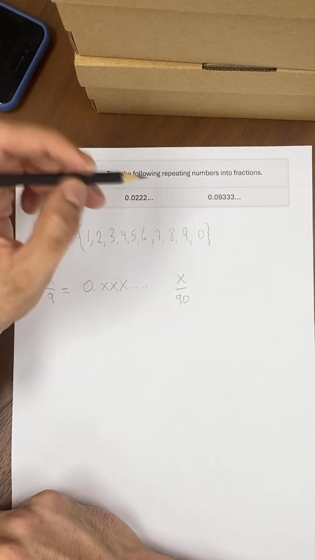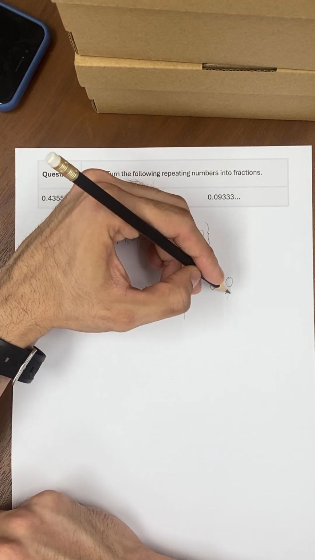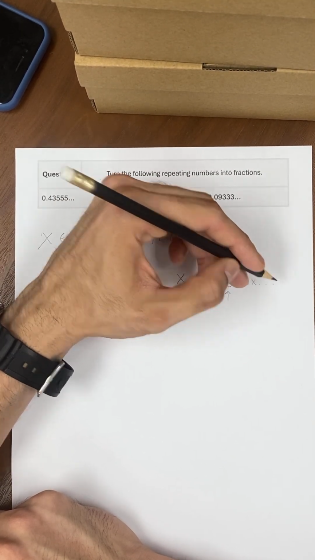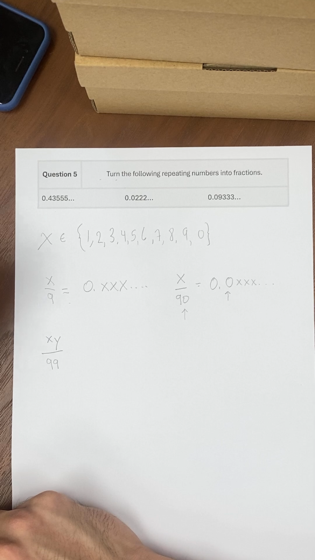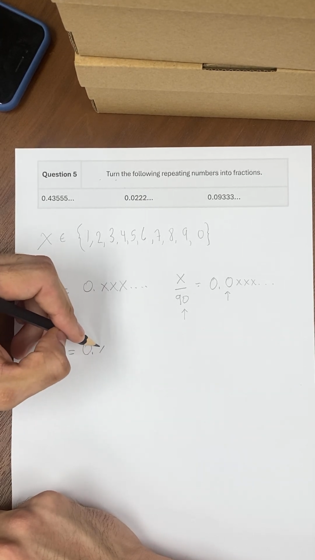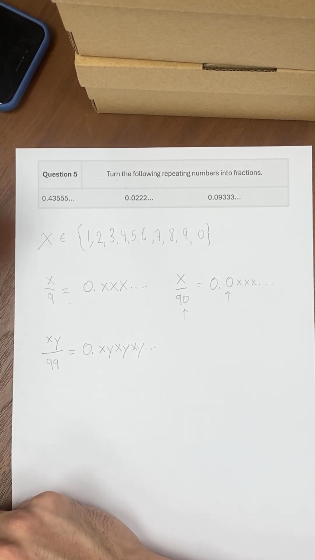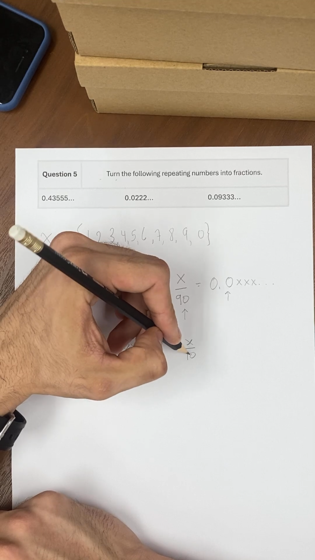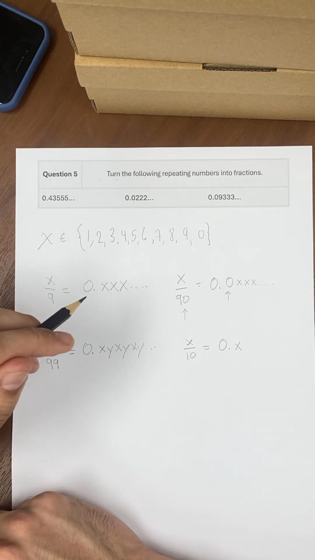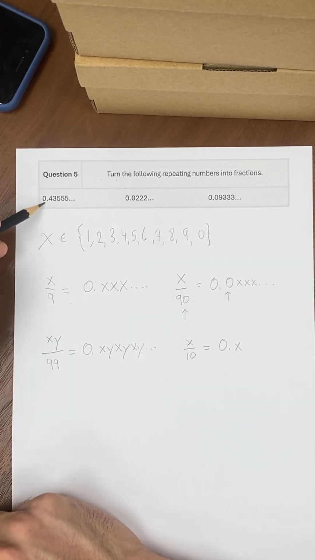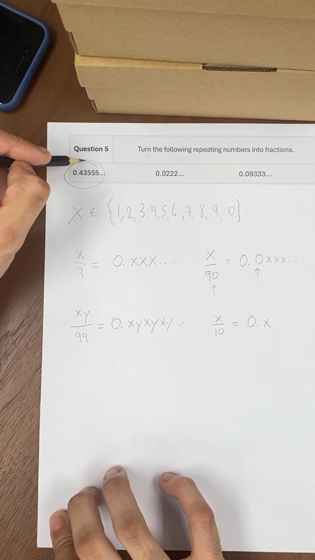X over 90, we add an extra 0, equals 0.0xxx forever. Xy over 99 equals 0.xy forever. And x over 10 equals 0.x. Let's use these rules to convert these decimals into fractions. I'm going to do the first one.